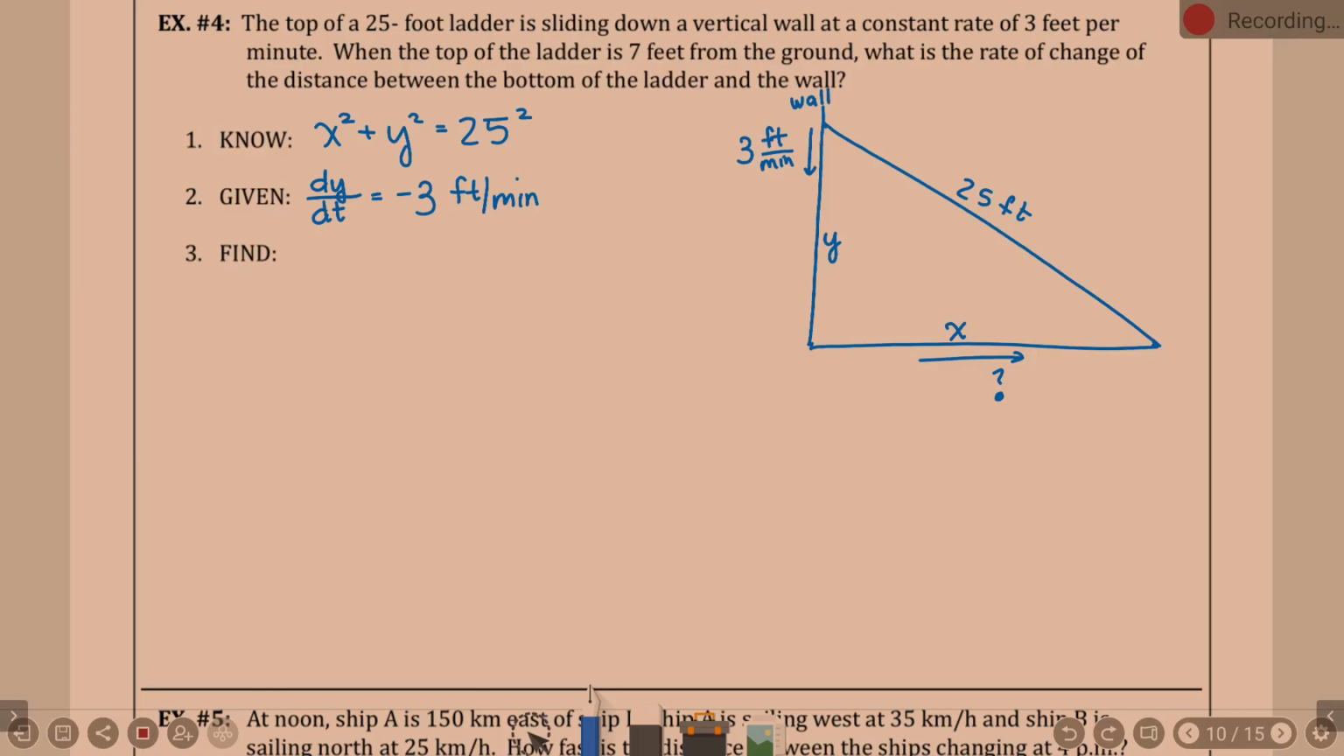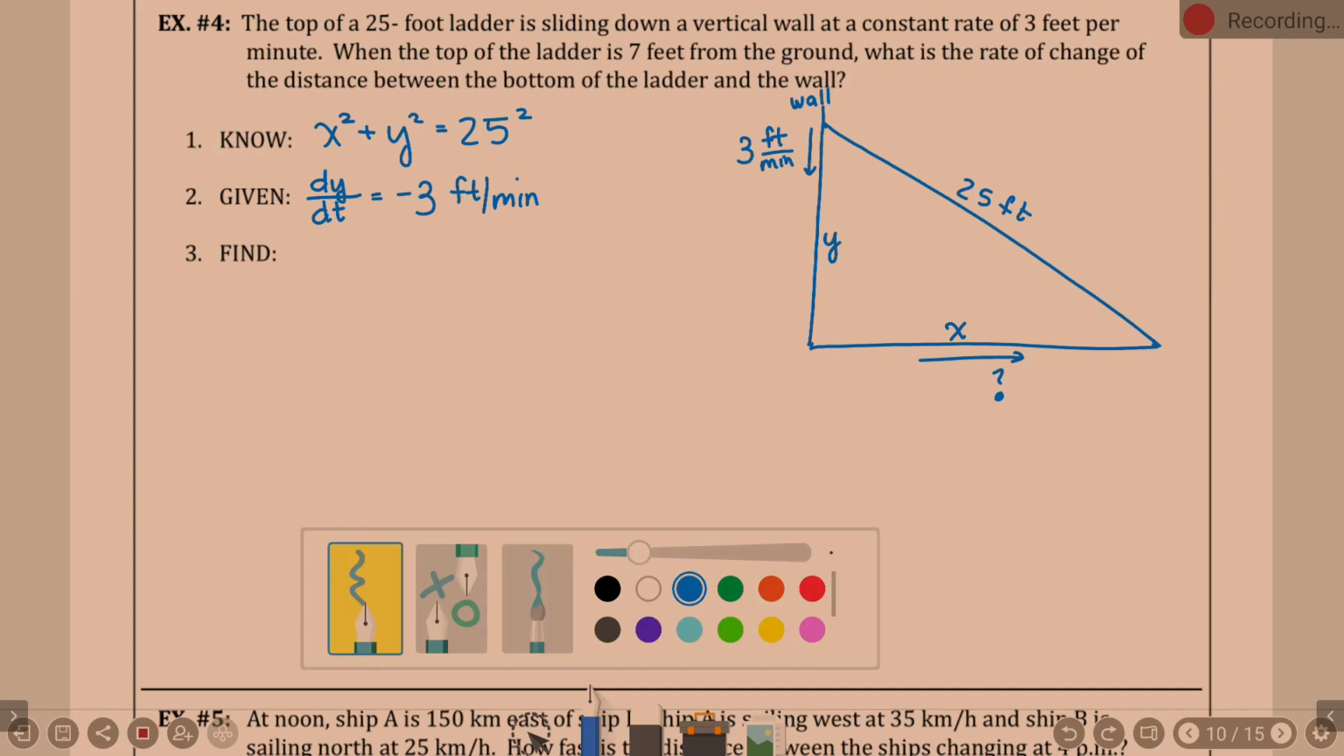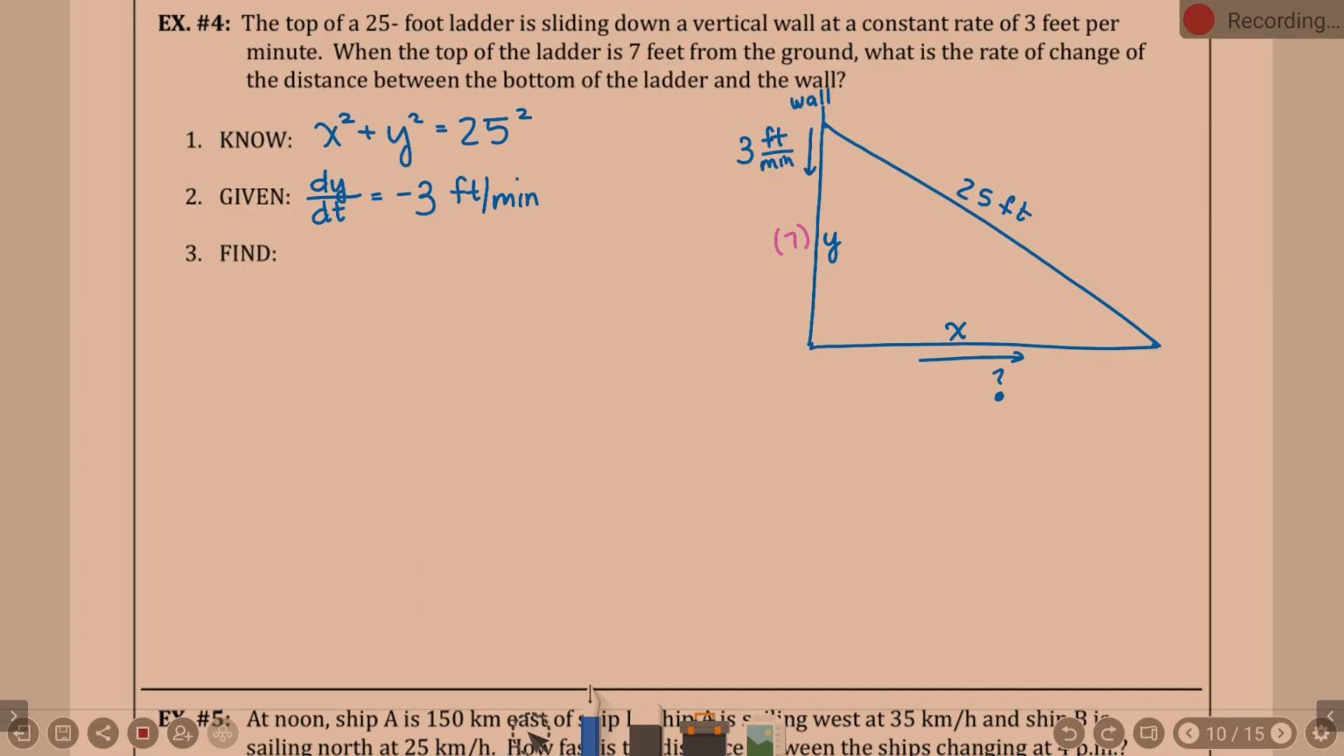And then it goes on to say, when the top of the ladder is 7 feet from the ground. Notice I just put that in parentheses because it's not 7 feet the whole time, but that's the time we're going to ask about. What is the rate of change of the distance between the bottom of the ladder and the wall?